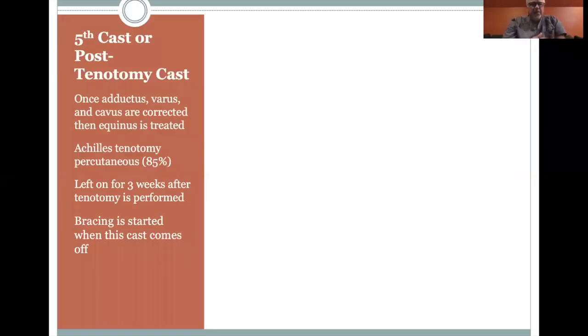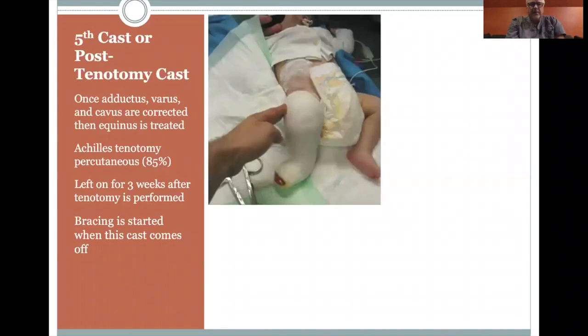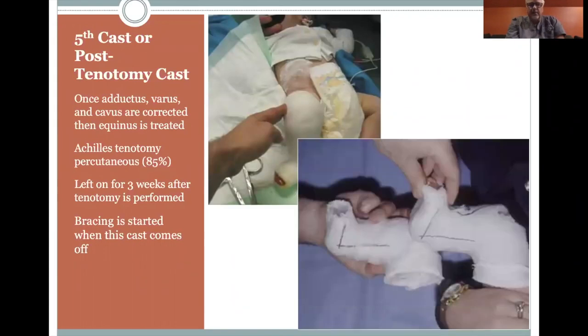So the fifth cast, or post-tenotomy cast, is applied once the adductus, varus, and cavus are corrected and the equinus is treated. Achilles tenotomy is required about 85% of the time. The cast is left on for 3 weeks after the tenotomy is performed, and bracing is started when the cast comes off. And you can see the difference when you have corrected the equinus. You want that foot in a dorsiflexed position as opposed to a slightly plantar flexed or neutral position.